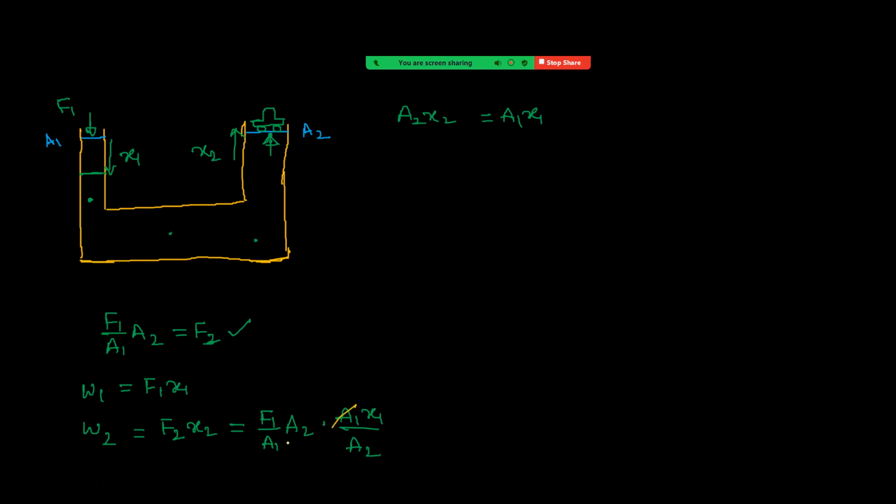So A1 cancelled, A2 cancelled. Remaining is now F1 x1. We can say this is now input work, F1 x1. This is input, F1 x1. Output also it is F1 x1. Means how much work is done here. Same output we are getting here.